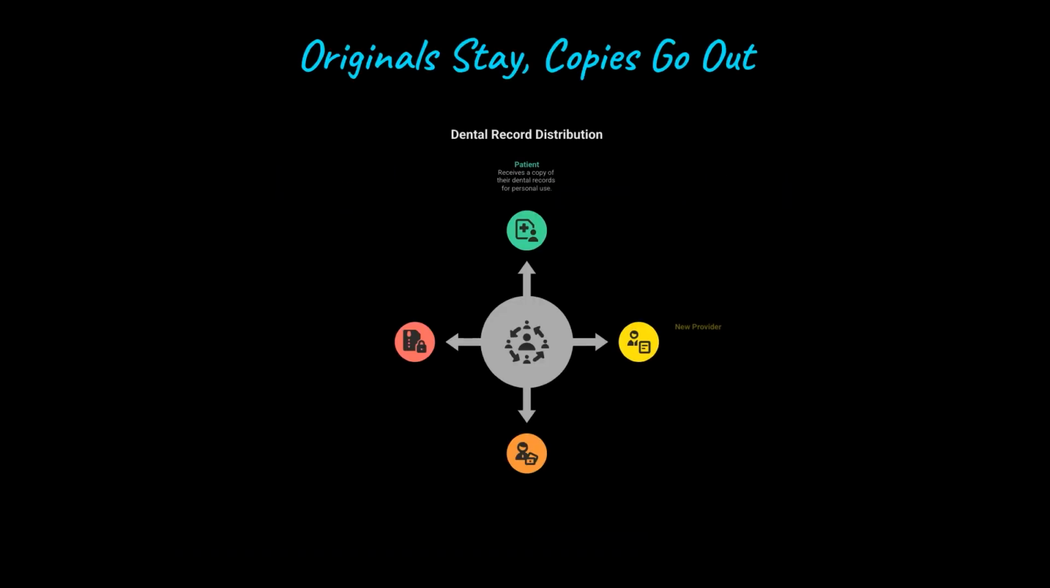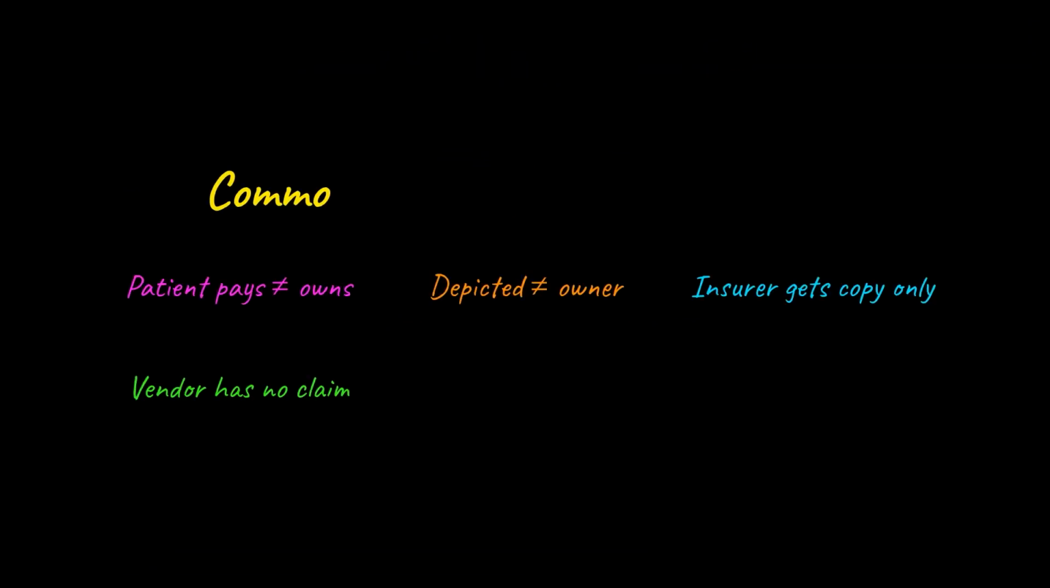Think of the practice system as a locked archive. The original never leaves. Copies flow outward to whoever needs them, the patient, the new provider, the insurer, while the master record stays protected in the practice.